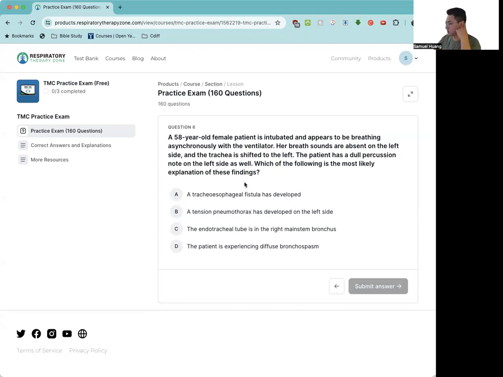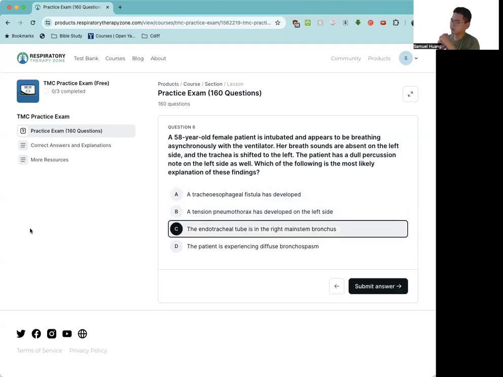So what's happening here? Tracheoesophageal fistula? Maybe a tension pneumothorax has developed on the left side, but that would push the trachea to the right side. The endotracheal tube is in the right main stem. Yep, it's easier to get into the right main stem because of the anatomy of the airways. The right side is shorter to get to, the radius is larger, and the angle is more downward, so it's easier to get into it.